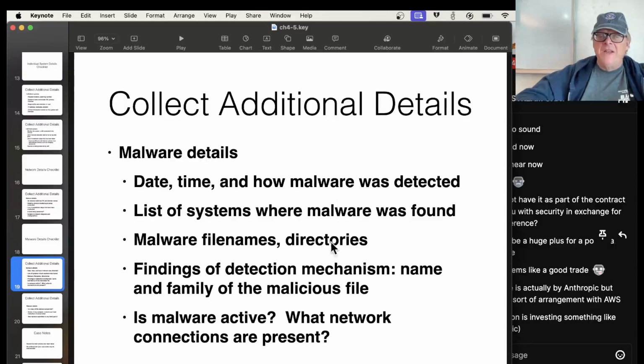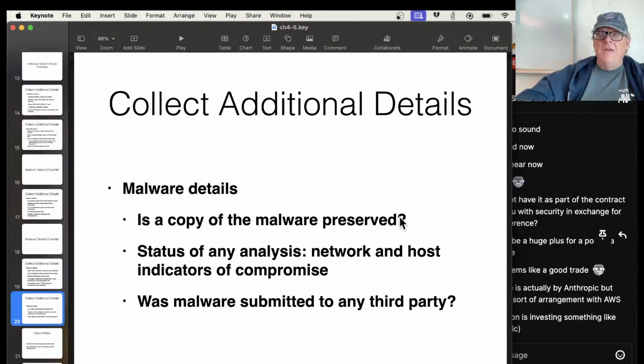Where did you find it? File names and directories. What did the AV or whatever found it call it? Keep track of the hash. See if it's still running and doing more harm. Keep a copy of it, or know why you didn't. And indicators of compromise are quite valuable, of course. As we're talking to a malware analysis class, you want things like files that are created, registry keys, network traffic, and things like that. And the information, did you submit it to something like VirusTotal?